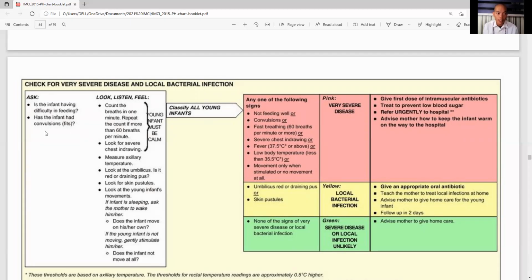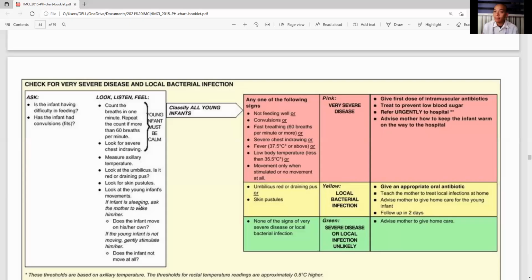Not feeling well, convulsing, fast breathing, severe chest indrawing, okay, breathing, convulsions. Look, listen, feel, count the breath. Look for severe indrawing. You know this already. Measure temperature, fast breathing, skin pustules. Meron ba mga uka? Okay, sa skin niya. Meron ba mga pustules?